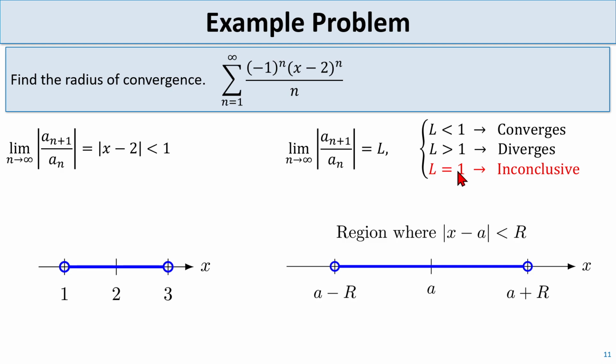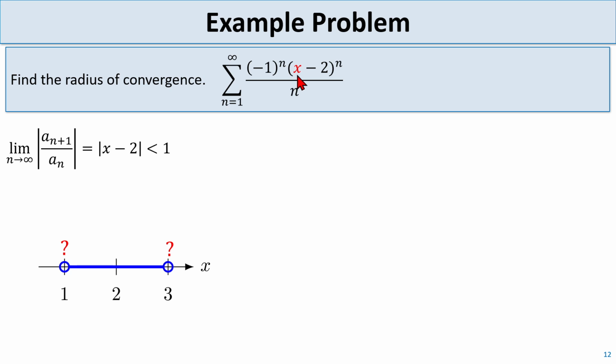When L is equal to 1, the ratio test is inconclusive. The values where L is equal to 1 are these two endpoints. So these endpoints might converge or they might diverge. We don't know that from the ratio test. We're going to have to plug those values of x back into this power series and look at them separately.